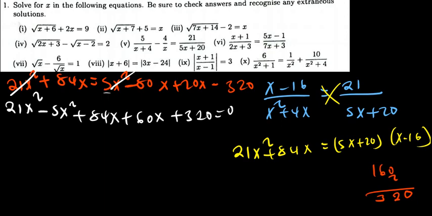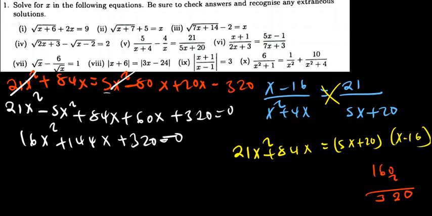So what is 21 minus 5? Is 16. So 16x squared. What of 84 plus 60? So if I do 80 plus 60 is 140, plus 4, 144. X plus 320 is equal to 0. Now this is the equation I have.